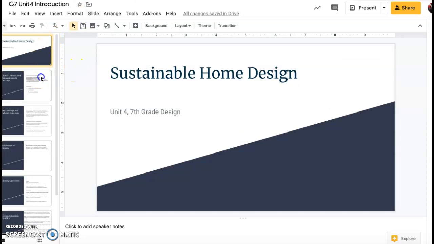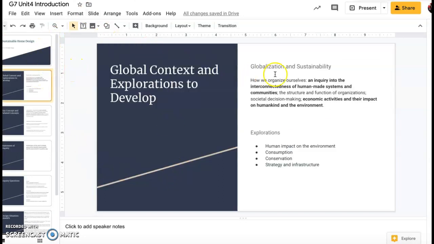So this is our 4th unit. Our global context here is globalization and sustainability, and our explorations will be into human impact on the environment, consumption, conservation, and strategy and infrastructure. That means you'll be looking into how humans in specific places impact the environment based on the strategies of their culture, how the people in that culture build houses, or the infrastructure available in their country.